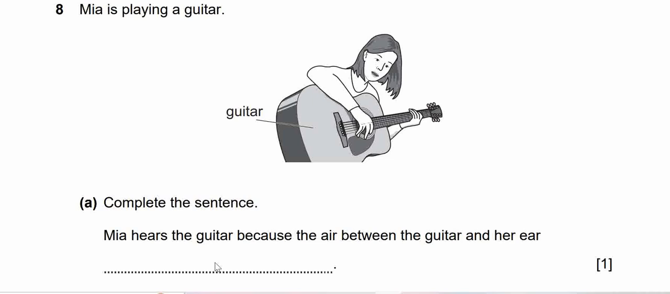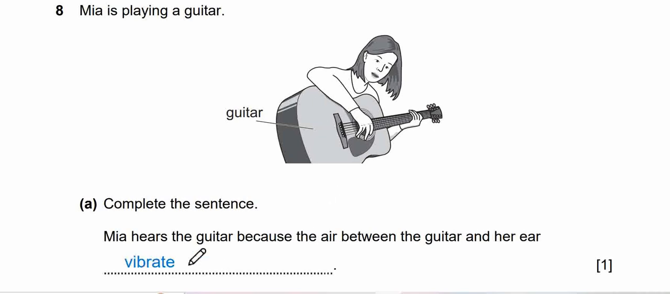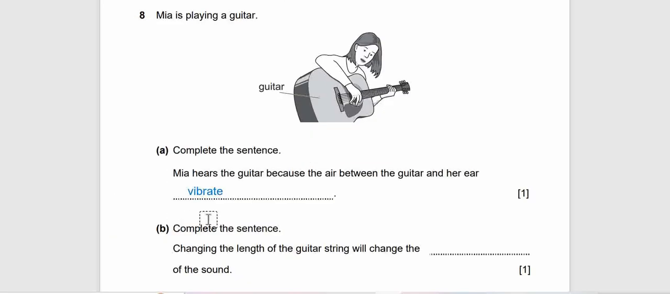Alright, let's open up the answer. Well, the answer is vibrate. That's how Mia hears the guitar, because the air vibrates and reaches her ears. Next question, 8B.